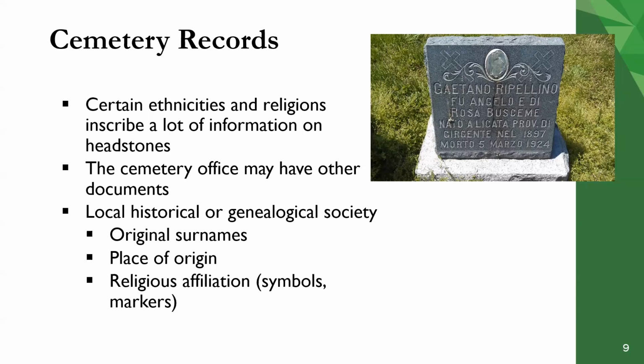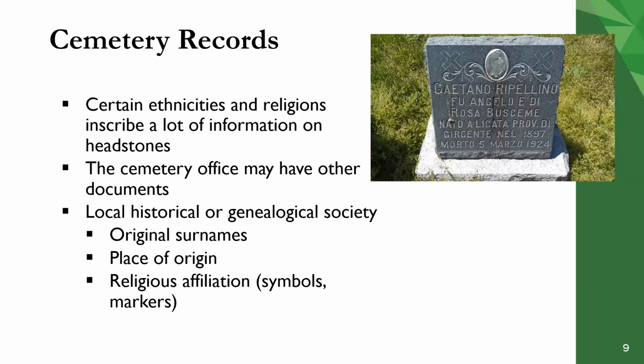So let's say you are a descendant of Gaetano Repolino. On his particular headstone here, notice that not only does it have his parents' names, Angelo and Rosa, it has Rosa's maiden name on it. Not only does it tell you the town they're from, Licata, but it also tells you the province they're from, Girgente. Gives you the year of his birth. We've gotten a lot of information right there. And then his date of death. So just on that one headstone, we have found a lot of information, including the information we need to look at records over in Italy.